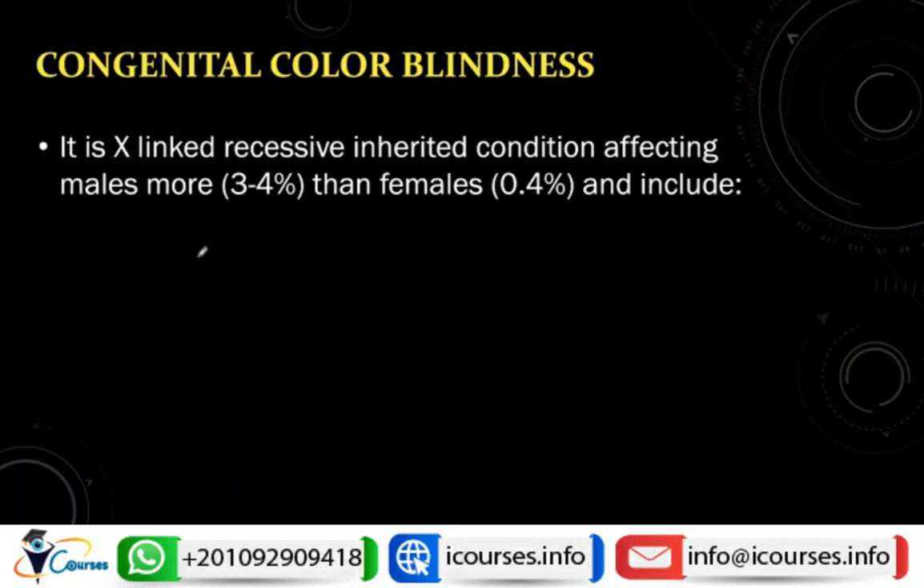So the congenital color blindness is not uncommon. It is an X-linked disease. This X-linked recessive disorder affects males more than females, so it is more common to be seen in males. About 3 to 4% of the population will have some grade of color blindness.